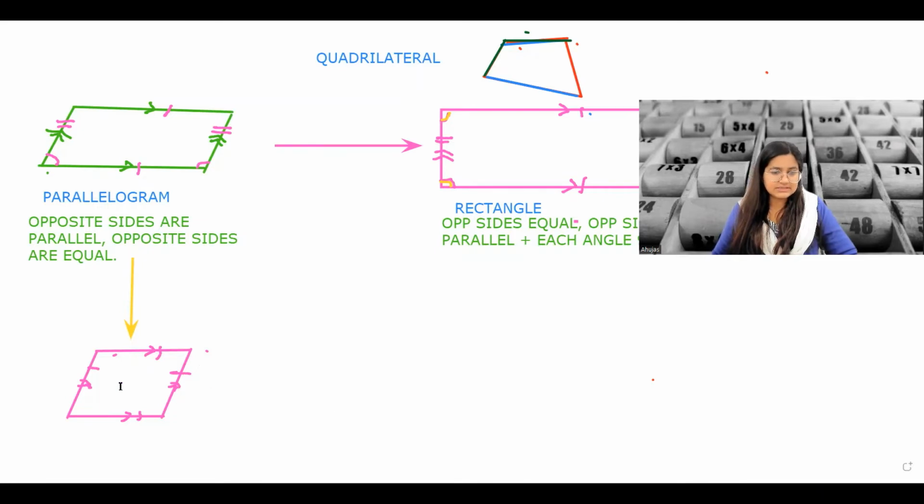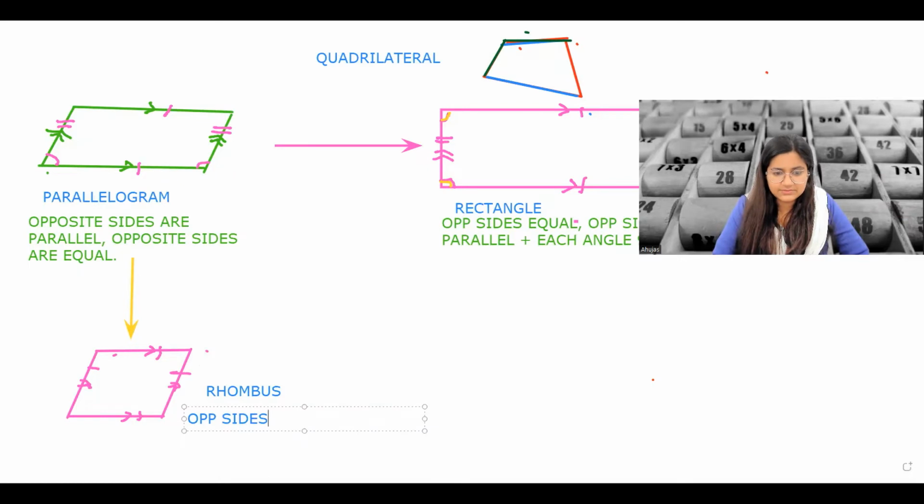So we can say this is a rhombus. This is what is known as a rhombus, right? It will show all the properties of a parallelogram, like opposite sides equal and opposite sides parallel, but instead of writing opposite sides equal, I will write all sides are equal. Opposite sides parallel and all sides are equal, right?